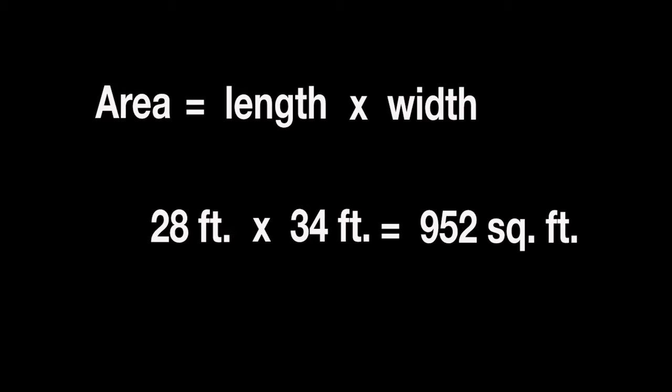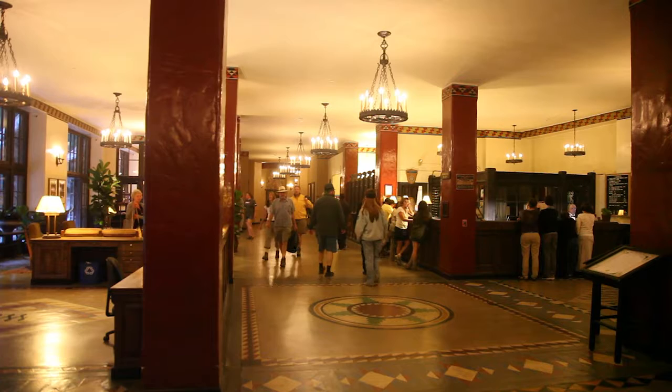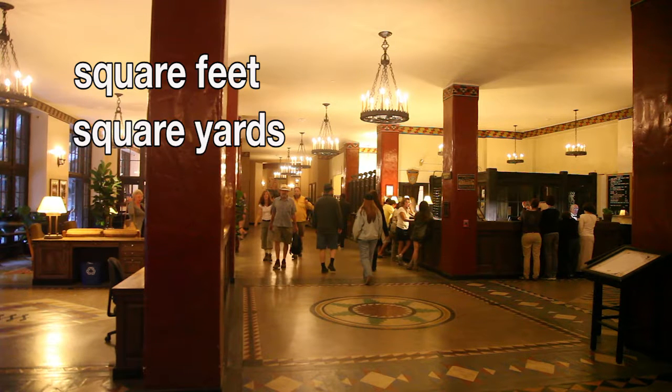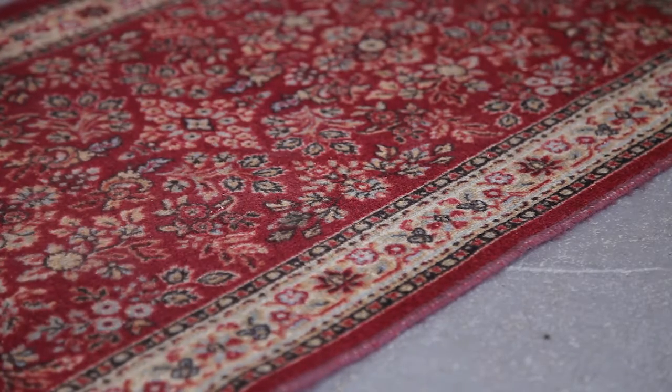The only thing that may be confusing are the units used to describe area. Common units for area for medium-sized places are square feet, square yards, and square meters. These are often written by the units to the second power, or feet squared, yards squared, or meters squared. The area of our room is 952 square feet, so we need to buy 952 square feet of carpet.